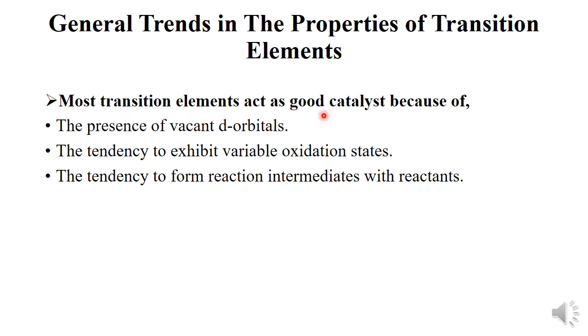Most transition elements act as good catalysts. Most of the transition elements है बेटा वो क्या करते हैं, good catalyst की तरह काम करते हैं. क्यों? Because of the presence of vacant d orbitals. कि एक तो उनके पास जो vacant d orbital present है. Second is their tendency to show variable oxidation states. They can show a number of oxidation states. And third is their tendency to form reaction intermediates with the reactants. Clear? एक तो उनके पास vacant d orbital है, variable oxidation state show कर सकते हैं, एक वो number of the reaction intermediates form कर सकते हैं with the reactants.